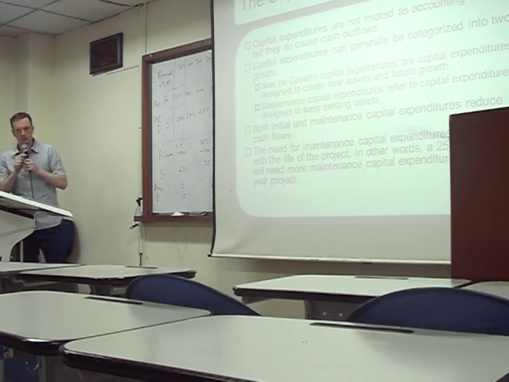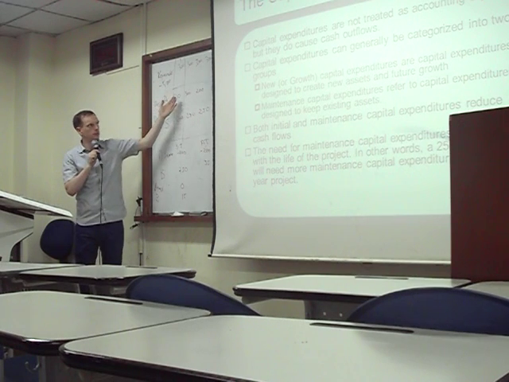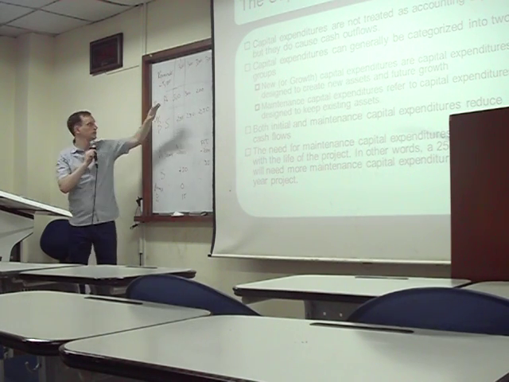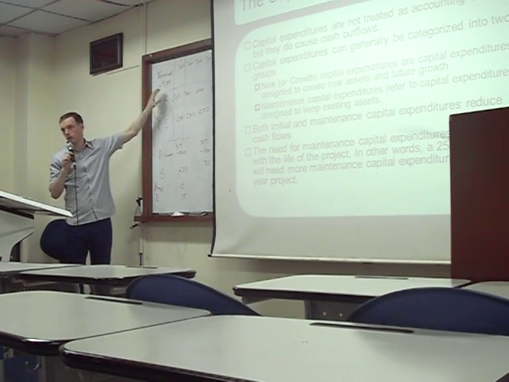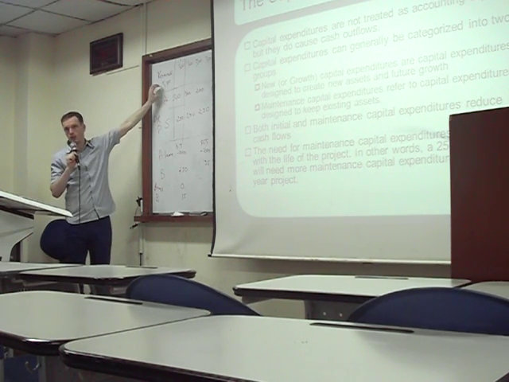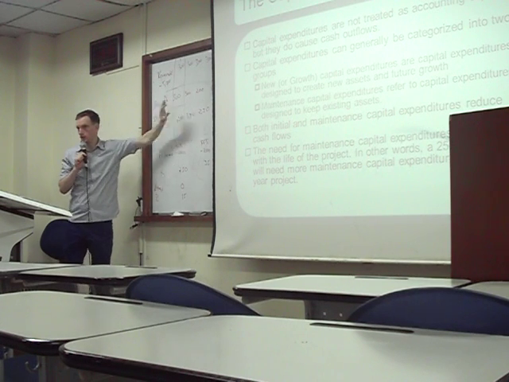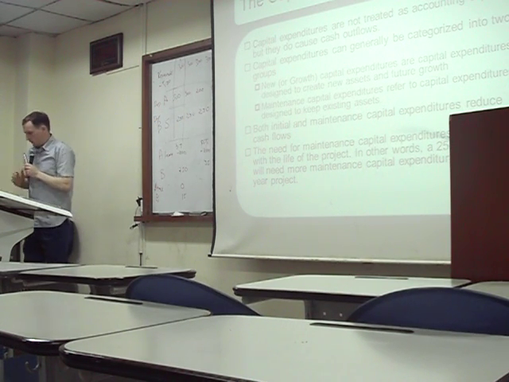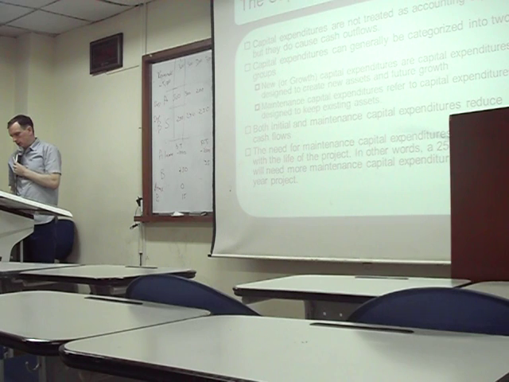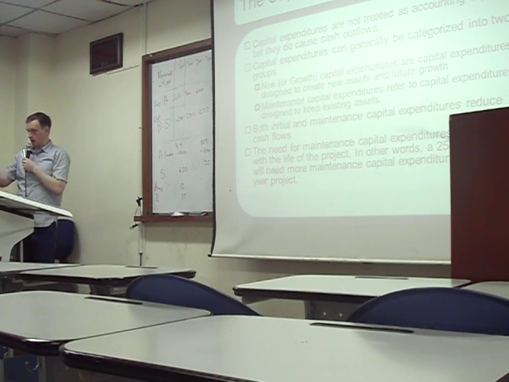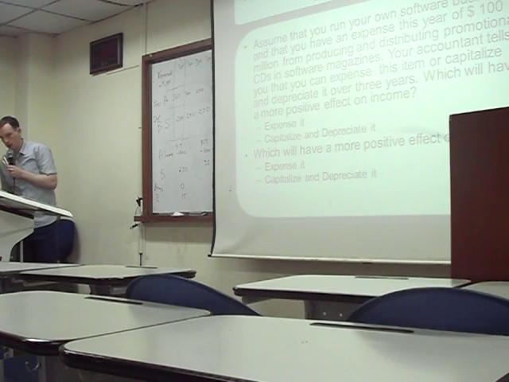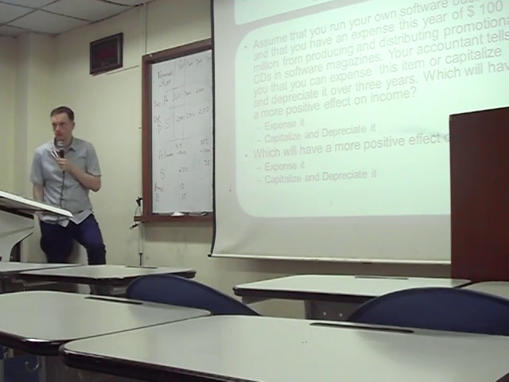Okay, so even though R&D is accounted for like this and this, the reality is in cash, we spent all the cash here. So when we're calculating by cash flow, we have to put it here. Okay, not here. Okay, so the need for maintenance capital expenditures increases with the life of the project. As the project goes on, we need more money for repairing and fixing. So let's discuss this question.